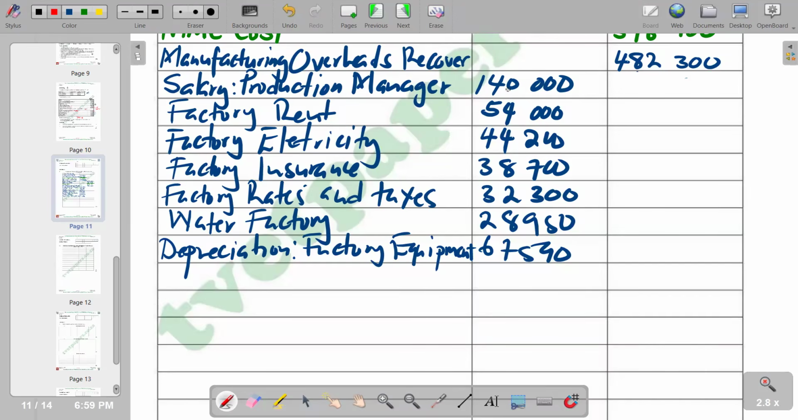So we are supposed to add all the overheads from 140,000 down to 67,590 to get the figure for total actual overheads. So total actual overheads, if you add, you're going to get a total of 405,740. And of course, this total, you're supposed to compare it with the manufacturing overheads recovered, to check which one is greater. It is that manufacturing overheads recovered is greater than the total actual overheads. So we have such a scenario, it means we have an over recovery.